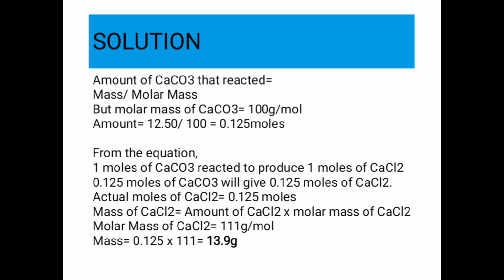So the actual moles of CaCl2 is also 0.125 mole. It's now easy for us to find the mass of CaCl2. What we need to do is to multiply the amount times the molar mass of CaCl2. That's 0.125 times 111, and it will give us 13.9 grams. So the mass of CaCl2 produced is 13.9 grams.